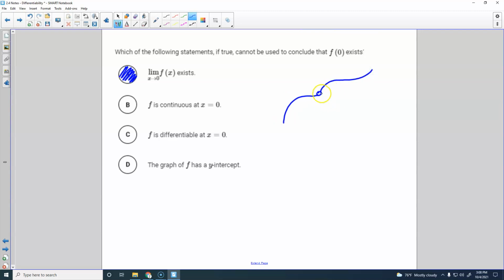Do you still have a limit? Yeah, you still have a limit even if you have an open circle right there. But to be continuous, that's got to be filled in. You know that if it's differentiable, it's continuous. So yeah, you can have a limit without being continuous. So f of 0 does not have to exist.